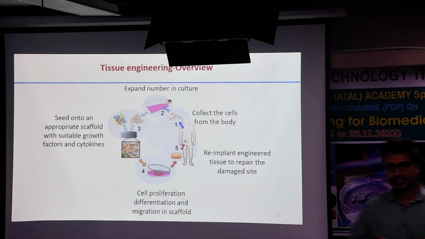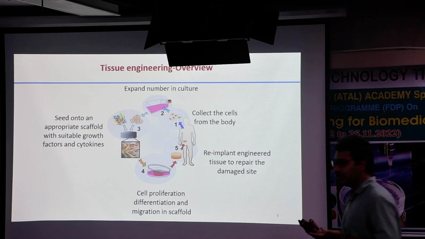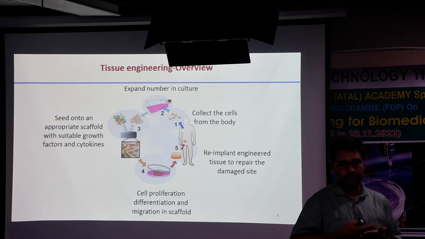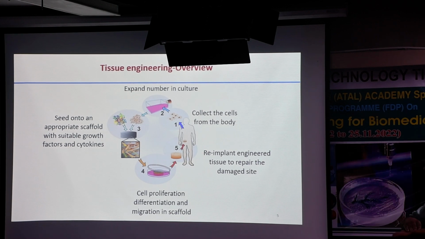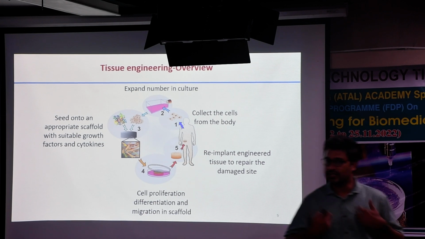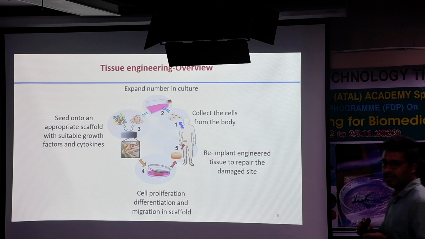Scaffold is basically just a support material. It can be a polymeric material or a metal material. These materials provide the support for the cells seeded on them. And why this support is required is that most of the mammalian cells, any cell which we have in our body except the blood cells, are anchorage dependent cells.